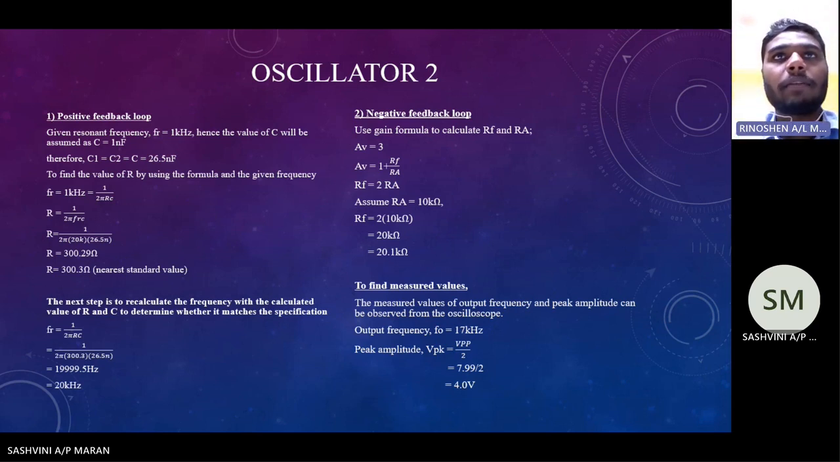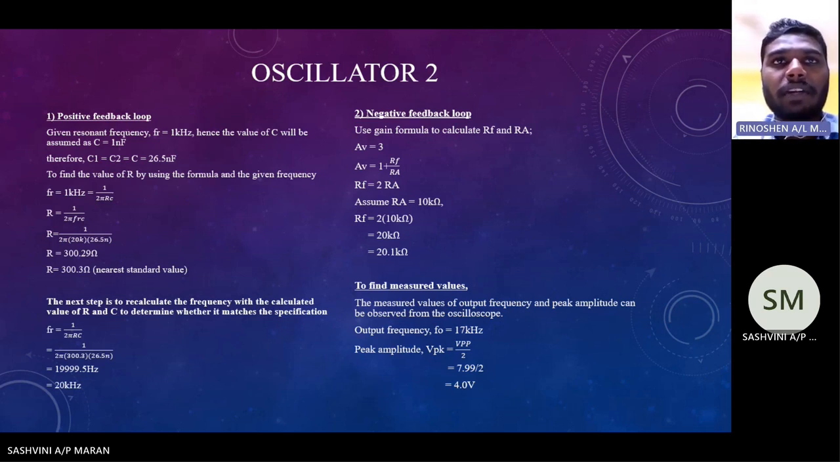For the negative feedback loop, use the gain formula to calculate RF and RA. AV equals 3, AV equals 1 plus RF over RA. So RF equals 2 times RA. Assume RA is 10 kilo ohm. So RF equals 20 kilo ohm. We can assume a standard value of 20.1 kilo ohm.